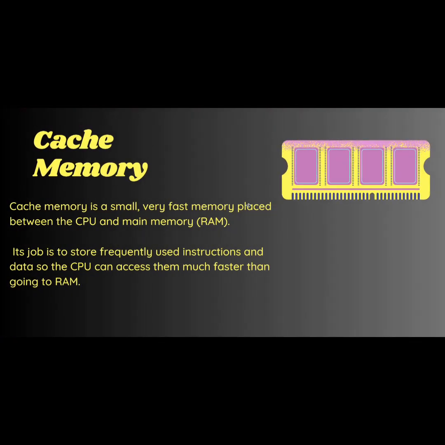Let us study about the cache memory. Basically, a cache memory is a very small and fast memory placed in between the CPU and main memory. I will show you. Here is the CPU, here is the cache memory, and here is the main memory.